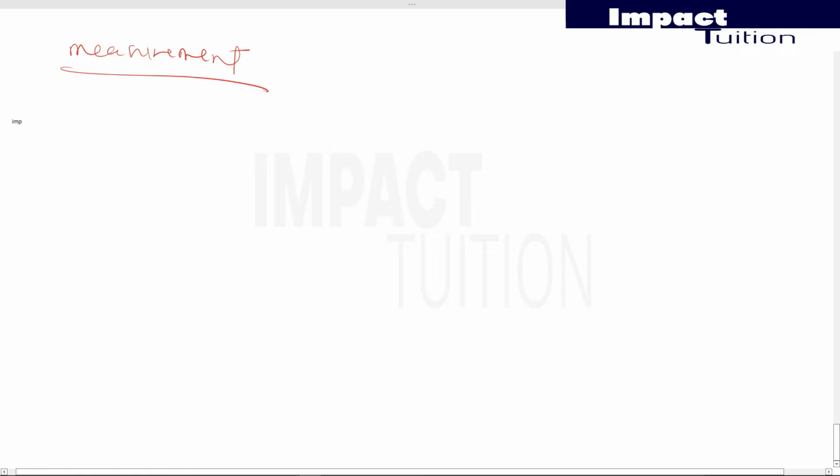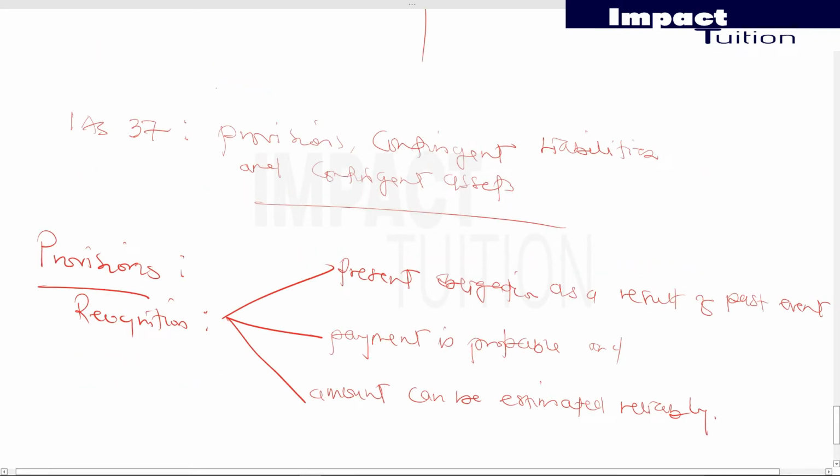I forgot to talk about something at the recognition side. Now the obligation should be legal or constructive. Let me go back. This obligation should be either legal or constructive. So what does it mean? An obligation is legal when it is as a result of maybe some litigation.